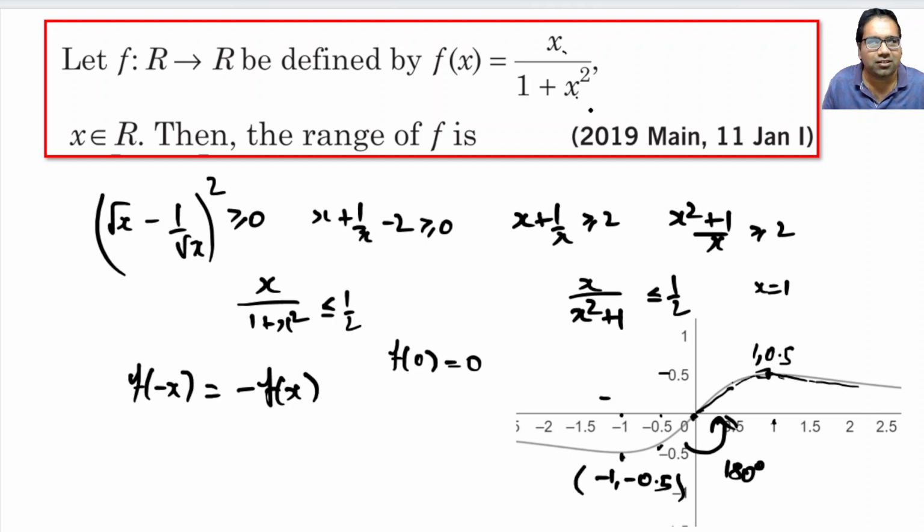So f of minus x is equal to minus of f of x. Obviously the negative part of it in Q3 will be the mirror image with respect to origin of the Q1 graph. And f of 0 is anyway 0. What does that mean? The maximum of this function is half. The minimum is minus half. Where is minus half? When x equal to minus 1, then minus 1 by 1 plus 1 is equal to minus half. Okay, that is the question.